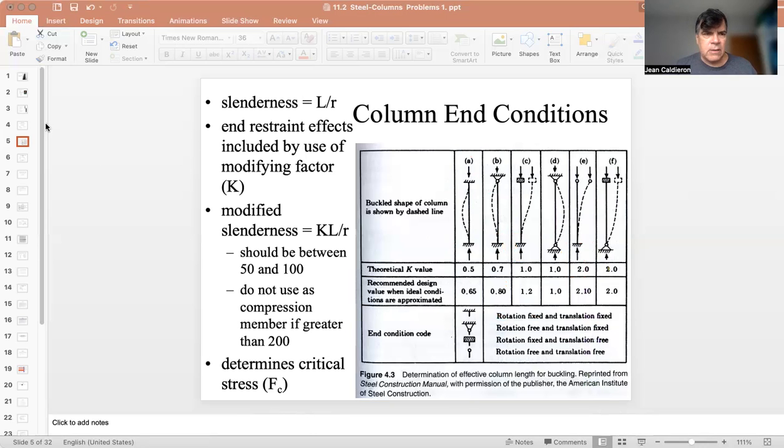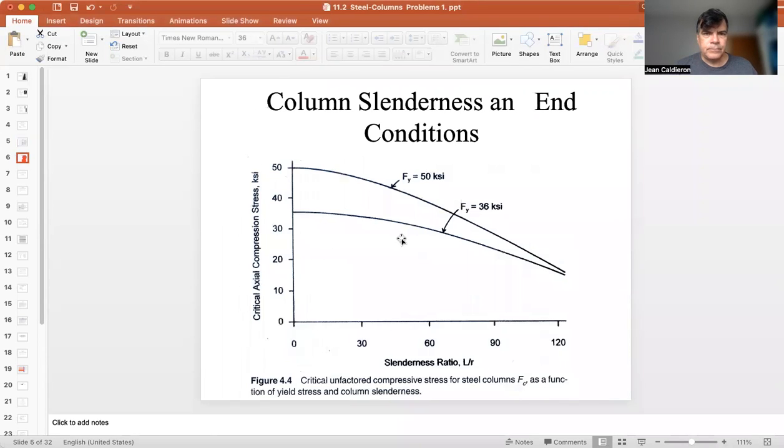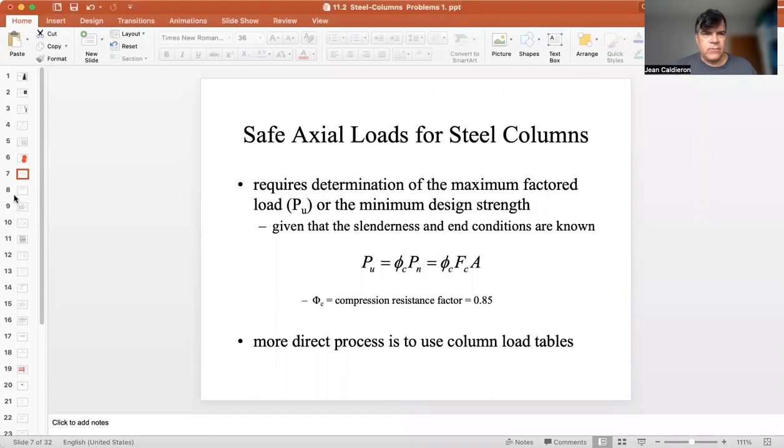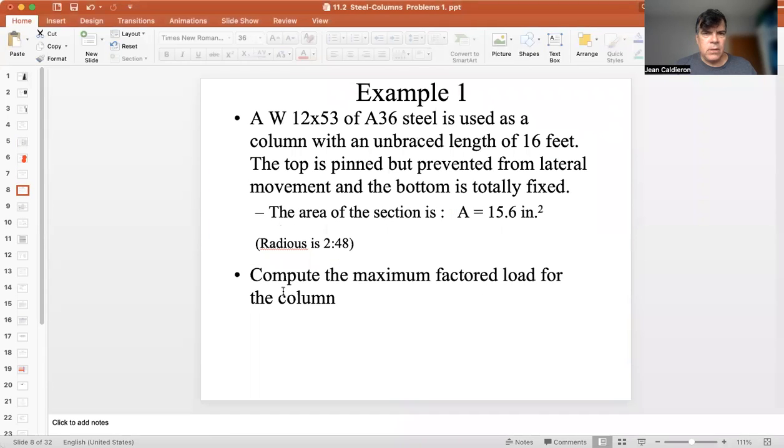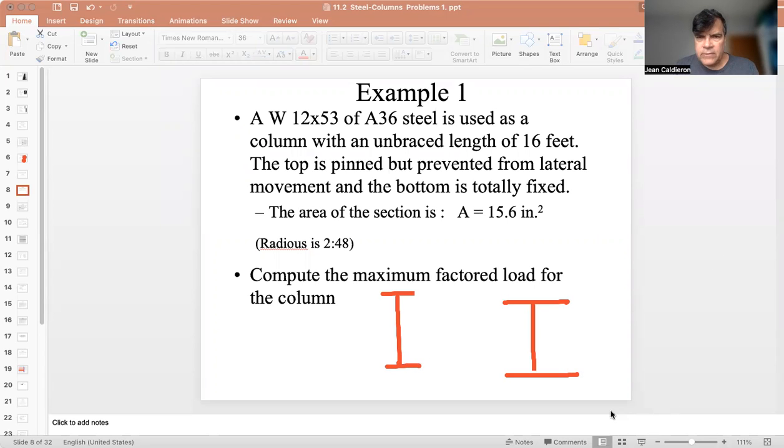I will go directly to example number 1. I already explained all this information before. In example number 1, we have a column that is W 12 by 53. What that means: W is the denomination of a column that is like an I-beam. I-beam usually is a little bit taller. Well, we have this particular W beam. Many people, by the way, use the word W for any kind of beams that look like an I. It's called 12 by 53.